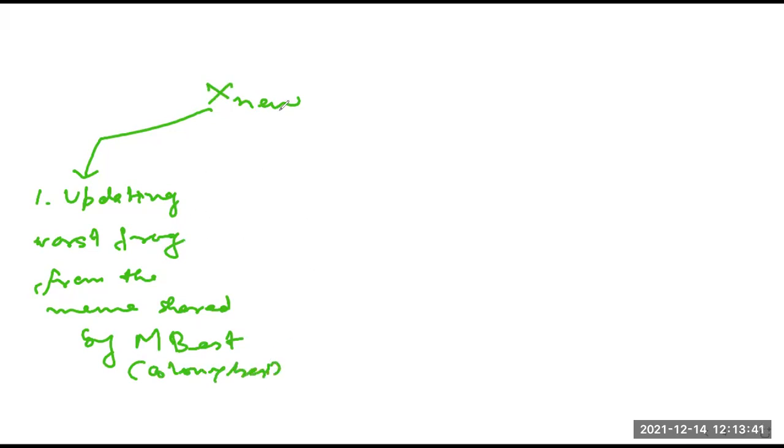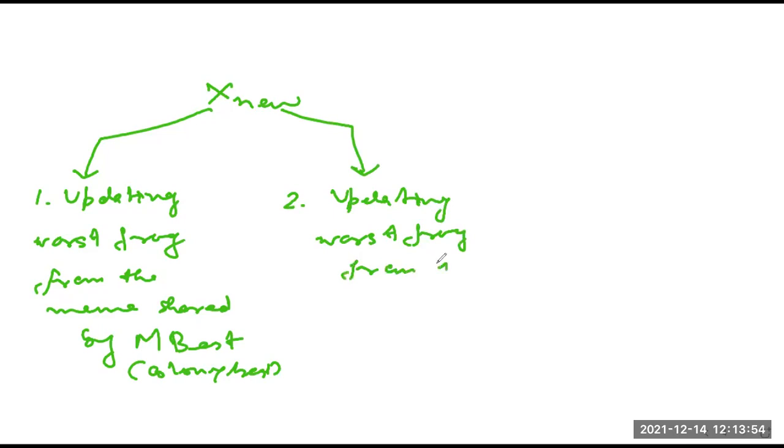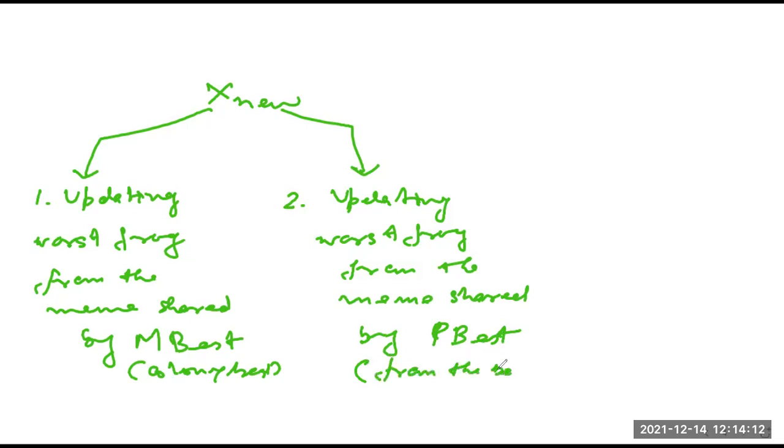Second, if you are not getting that, then you have to take the step of updating worst frog from the meme shared by G based or P based here. P based. That means from the best frog among the entire colony.